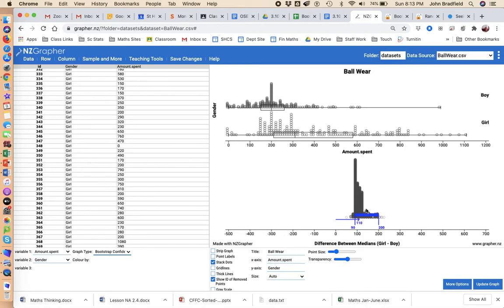The problem with NZ Grapher is it does it 1,000 times. So those are individual differences from when you've resampled a sample of the females, found the median, and resampled the males, found the median. In both of those resamples, we've got plenty of repeats and different ones missed out different times. But when we do the subtraction, that's the value we care about, and 95% of them land somewhere between $90 more for the females and $200 more for the females.